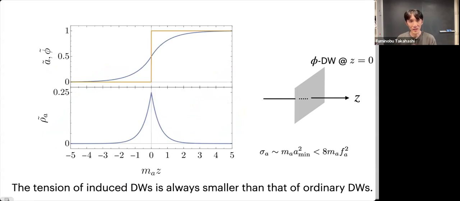And this is the numerical calculation. The orange line is almost a step-like function. This is a phi domain wall. And this blue line is the QCD axion induced domain wall. Okay. It appears where the phi domain walls exist, and its width is much thicker than that of the phi domain walls.